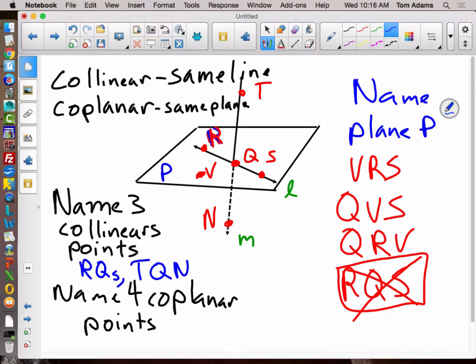Okay. Technically, we should probably put little commas in between because I don't want to say I'm defining a plane by using collinear points. All right, what about 4 coplanar points? Points that exist in a plane. Yes? V, R, Q, S. What about T and N? They're not in the plane. They're points that exist on the line, but they're not in the plane. Does that make sense? Yeah.